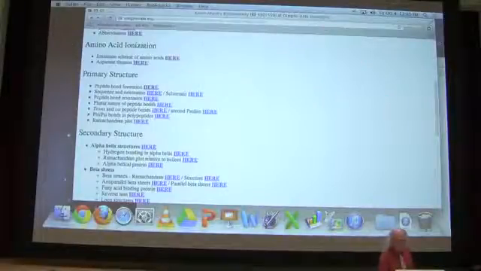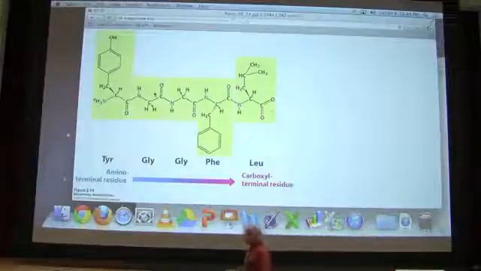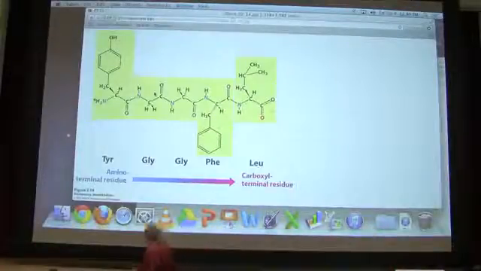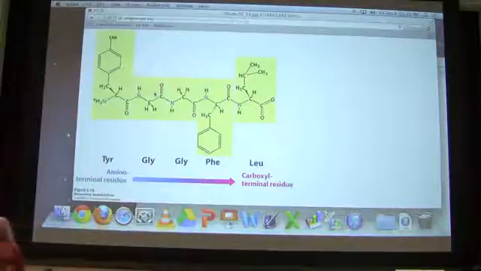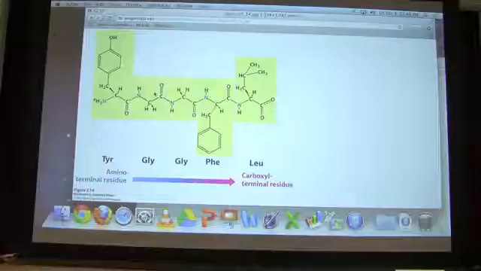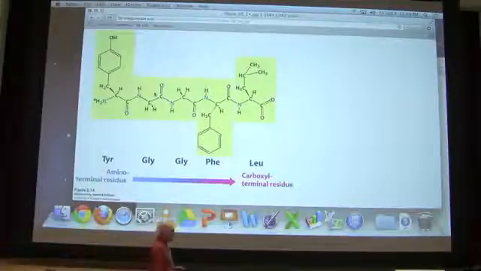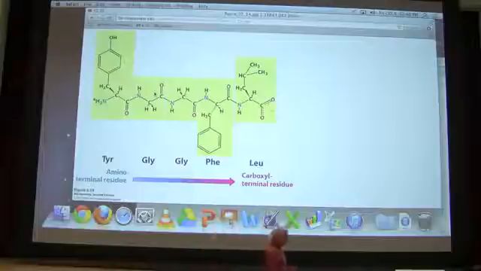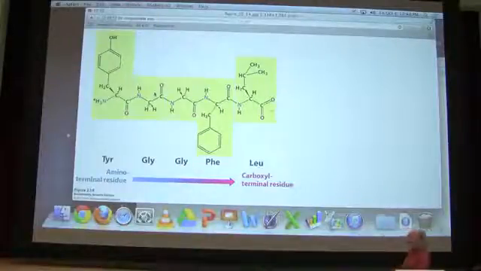This shows a peptide. I won't say a polypeptide, but it's an oligopeptide, meaning that there are several amino acids that have been joined together by peptide bonds. All right? Let's look at what this actually shows us. The first amino acid here is tyrosine.